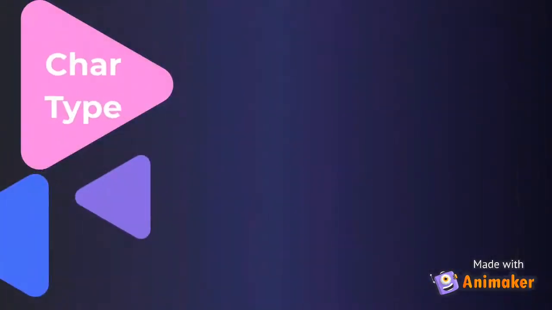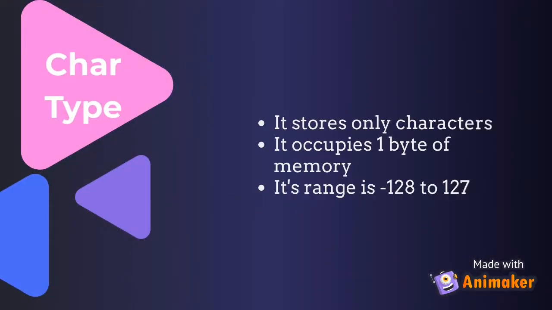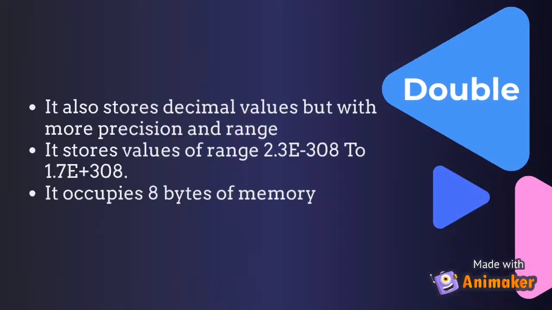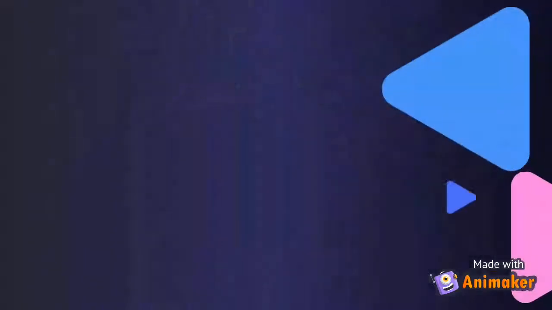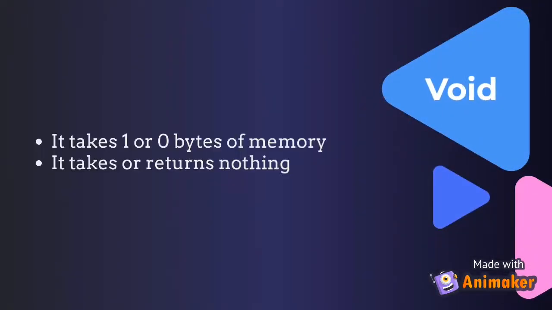Char type. It stores only characters in it. It occupies 1 byte of memory and range is minus 128 to 127. Double data type. It also stores decimal values but with more precision and range. It stores values of range 2.3 into 10 to the power minus 308 to 1.7 into 10 to the power plus 308. It takes 8 bytes of memory. Void data type. It takes 1 or 0 bytes of memory. It takes or returns nothing.